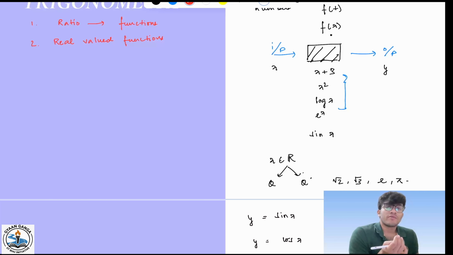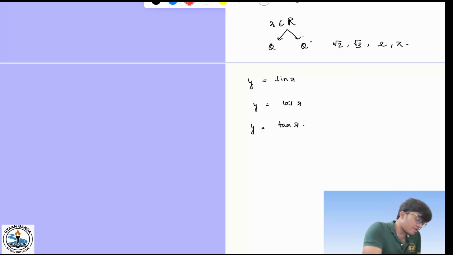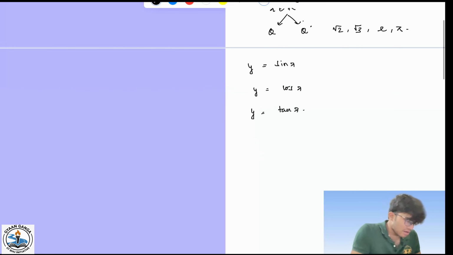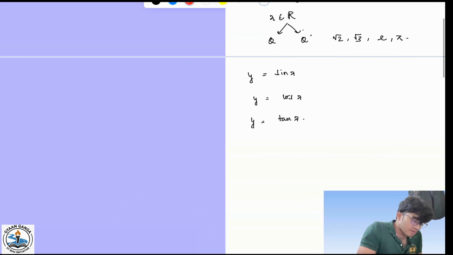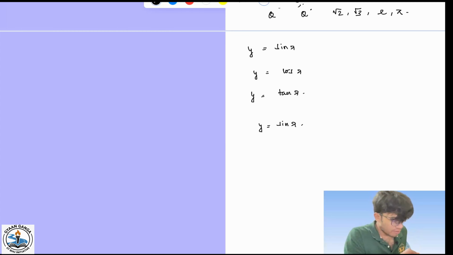So all trigonometric functions are real valued. Obviously, in a later video we will add 3 more trigonometric functions to it, but these are the basics, and the others are simply the extended form of these basic trigonometric functions. So consider sin x. Now y is equal to sin x is a function of the form.